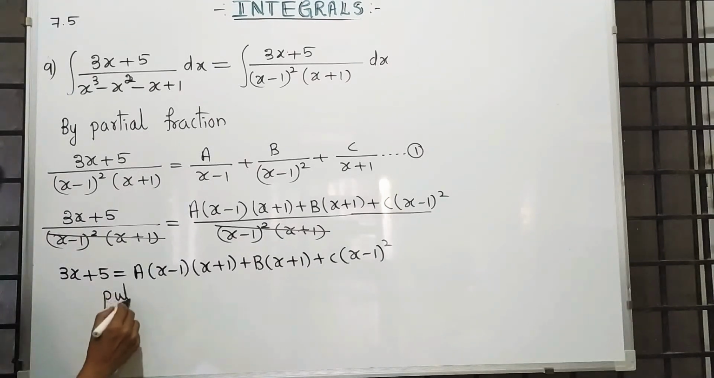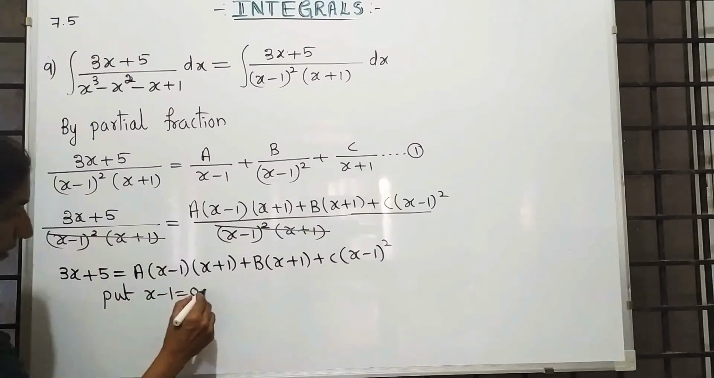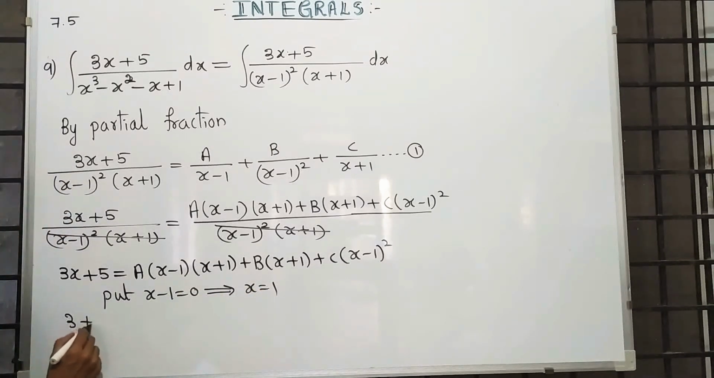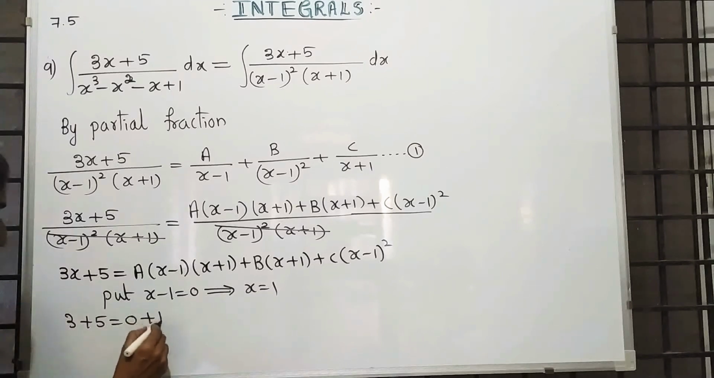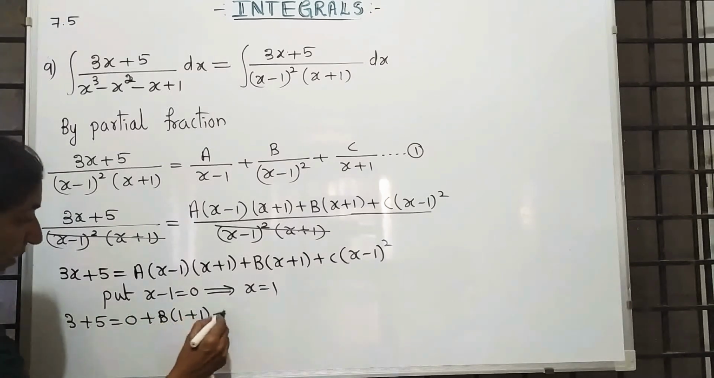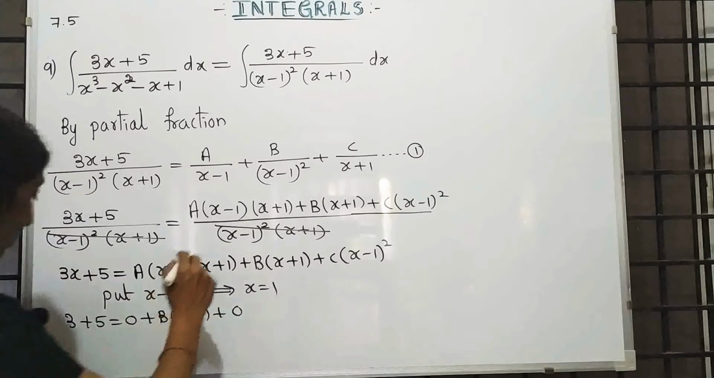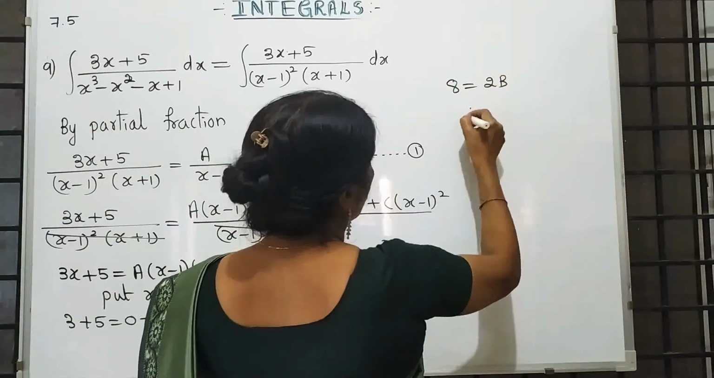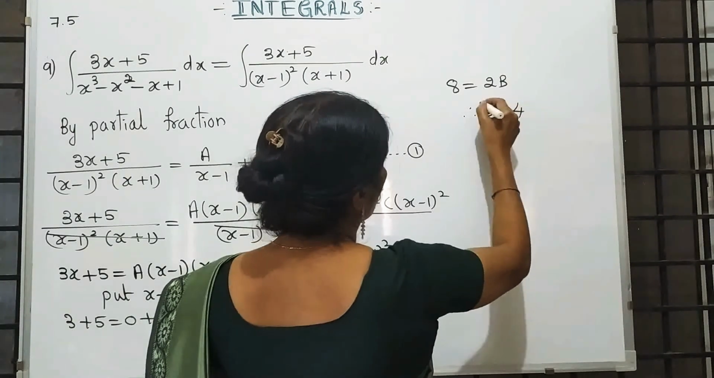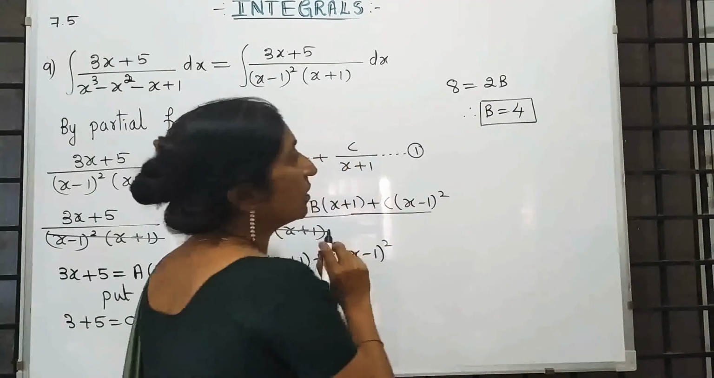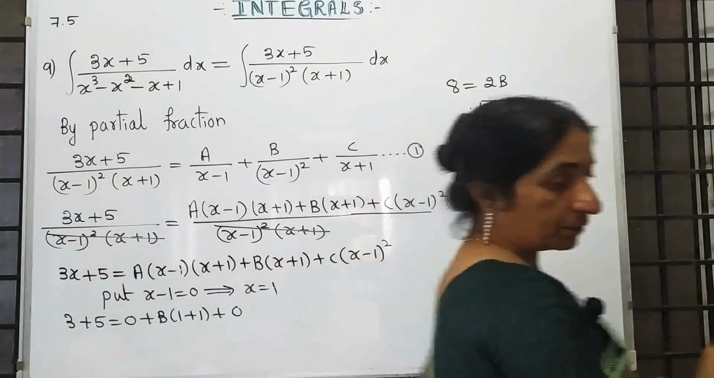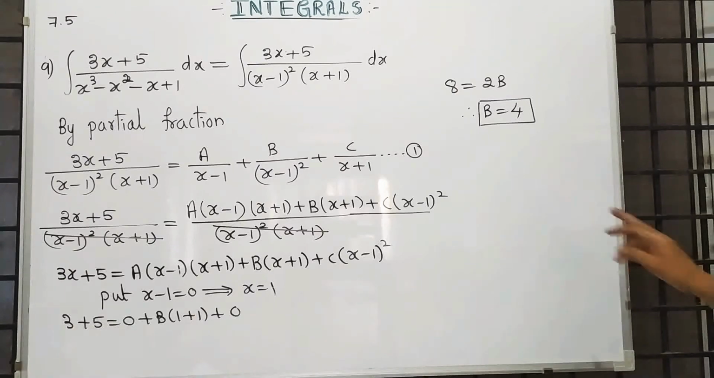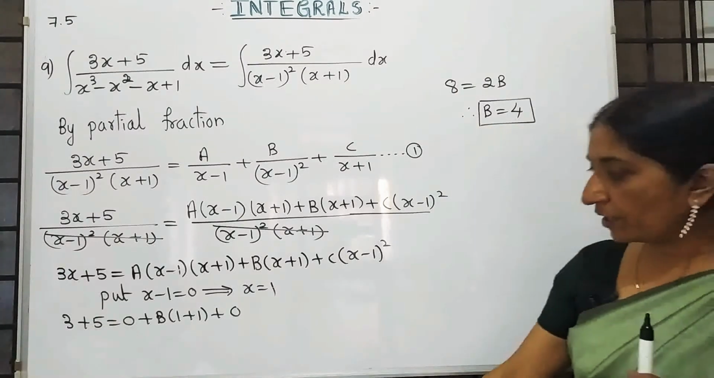Now select the bracket one by one. Put x minus 1 is equal to 0, that is x is equal to 1. It is 3 plus 5. This is 0. b into 1 plus 1. Even c is also 0. So 8 is equal to 2b. Therefore b is equal to 4. See, we calculated b. Now moving to the next value.